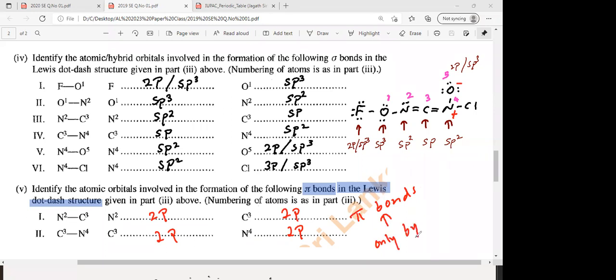Only by unhybrid p atomic orbitals. Unhybrid p orbitals. Please write it, everyone. Hybrid orbitals will never form 5 bonds, and s orbital will never form 5 bonds. That's very important. 5 bonds are formed only by unhybrid p atomic orbitals. Is that clear? Please copy this down in your short notebook.